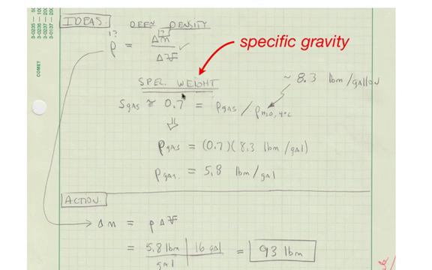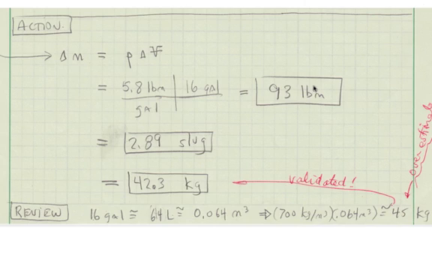I remembered that the specific gravity of gasoline is 0.7, and it's also useful to remember that the density of water is around 8.3 pounds mass per gallon. The increase in mass works out to be about 93 pounds mass. Dividing by 32.2 shows that this is 2.89 slugs. Taking 93.3, dividing by the conversion ratio of 2.2 pounds mass per kilogram gives us 42.3 kilograms.